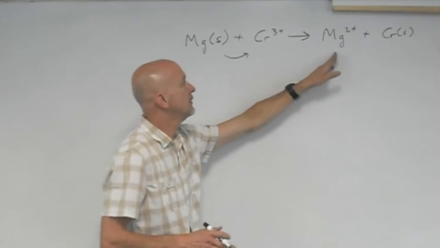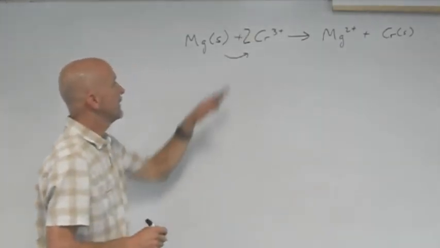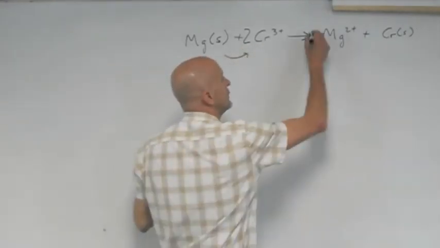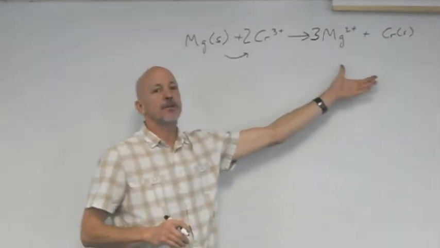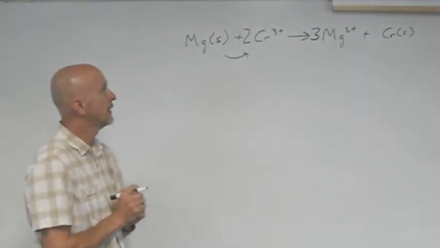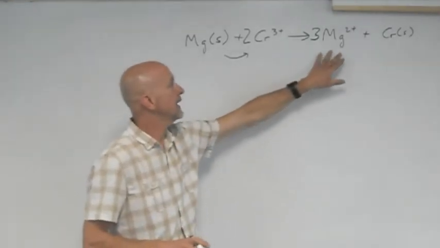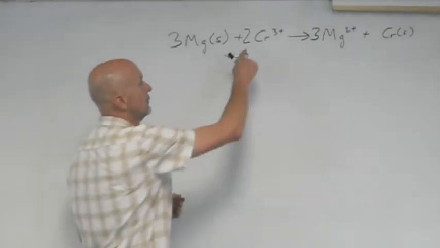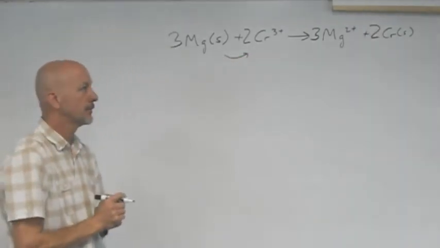I see a neutral, a double even number here. I'm going to double chromium. That gives me 2 3+. That's a total of 6+. I need 6+ over here. I'm going to triple magnesium. So when I'm balancing these things in their net ionic form, I need to make sure my charges are balanced. I can't lose or gain electrons. So I've got 6+, 6+, that's perfect, it's balanced. Now make sure all my atoms are balanced. Magnesium, I have 3, I need 3 here. 2 chromiums, I need 2 here. Here's my balanced net ionic equation for this reaction.